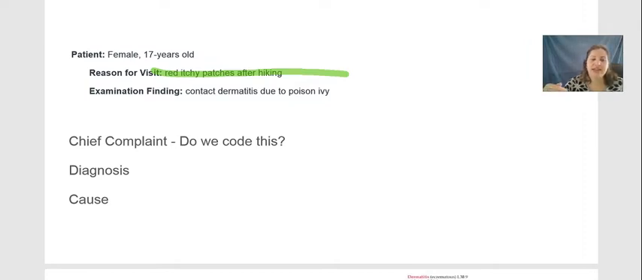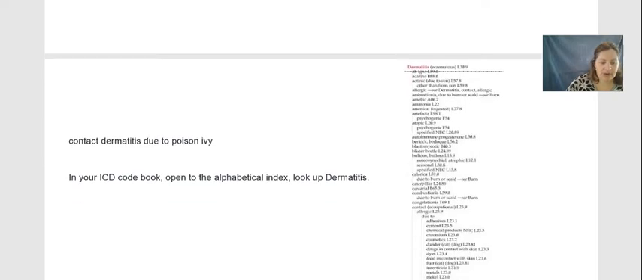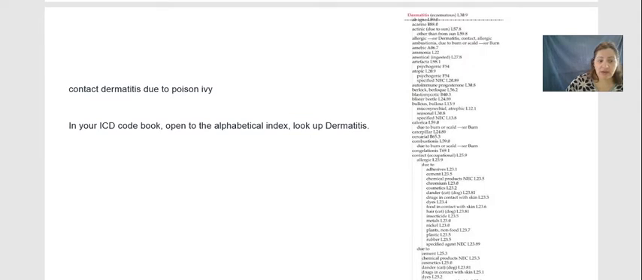So you can't just disregard all symptoms. This is why knowing what the disease is all about is important for us coders. Why we learn anatomy. One reason we learn it. So we know the chief complaint, but we're going to not code that. We know the diagnosis, and we know the cause of what caused that dermatitis. Okay, so to code that, you go to your code book, and you go to the alphabetical section, and you look up the word dermatitis. You always look up the main word of what is wrong with the patient.